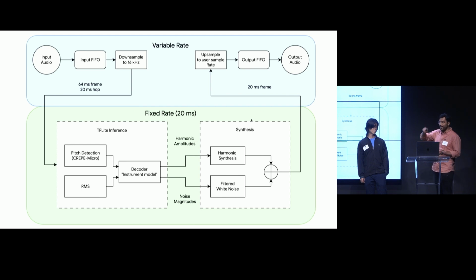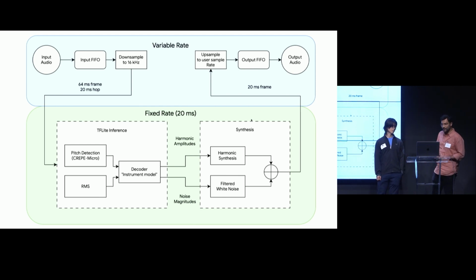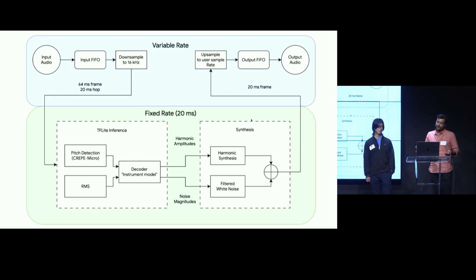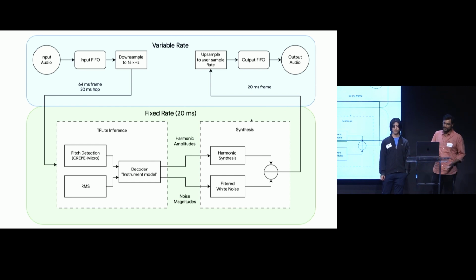We resample this back to the sample rate selected by the user, push it in the output FIFO, and then the audio callback pulls the appropriate number of samples from this FIFO. Now, at this point, we were running everything on the audio thread, but we ran into a problem where we were hearing audible glitches for smaller block sizes.